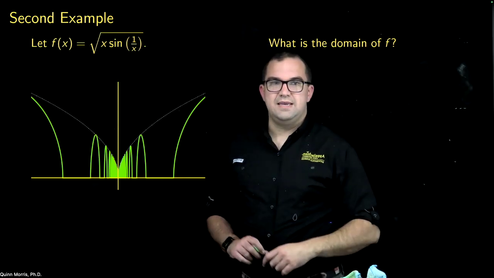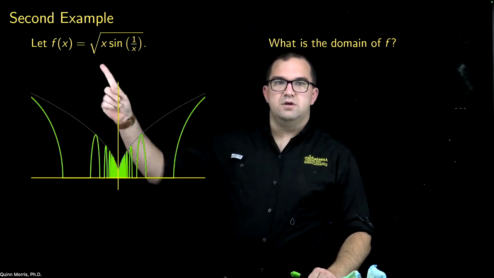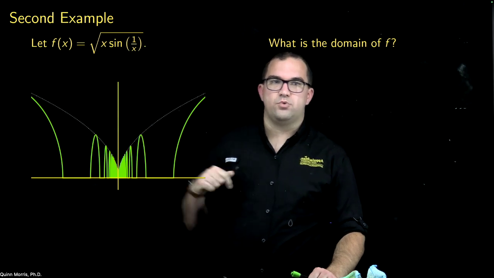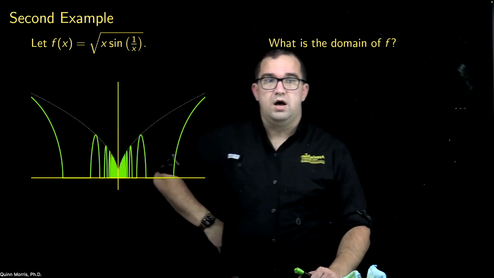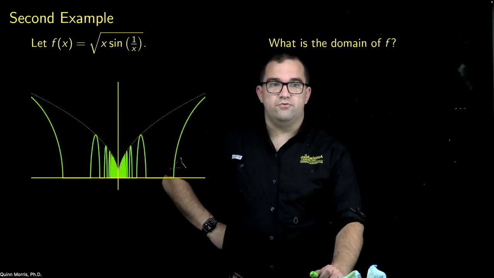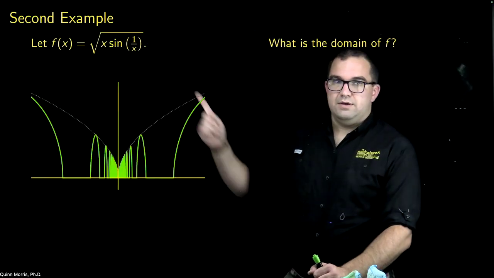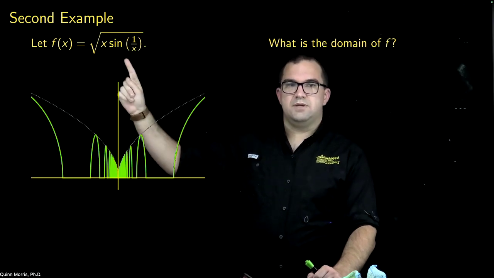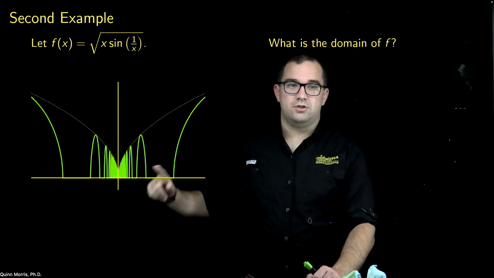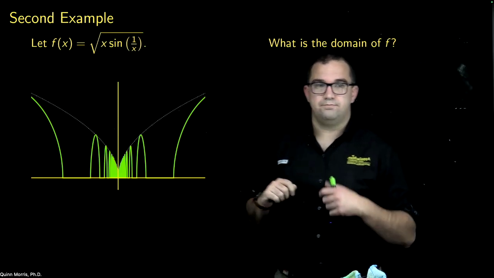What you'll notice here is that I have just taken that function we had before, and I've taken the square root of it. So now I have the square root of x times sine of 1 over x. Now, it's much harder to make sense of what the graph of this might look like. I've actually included a graph here.